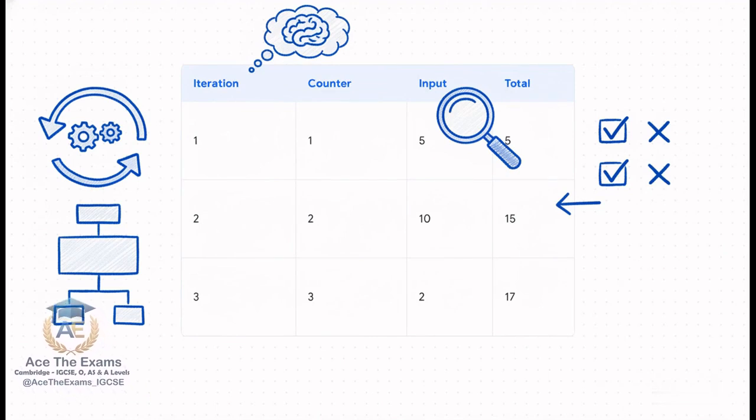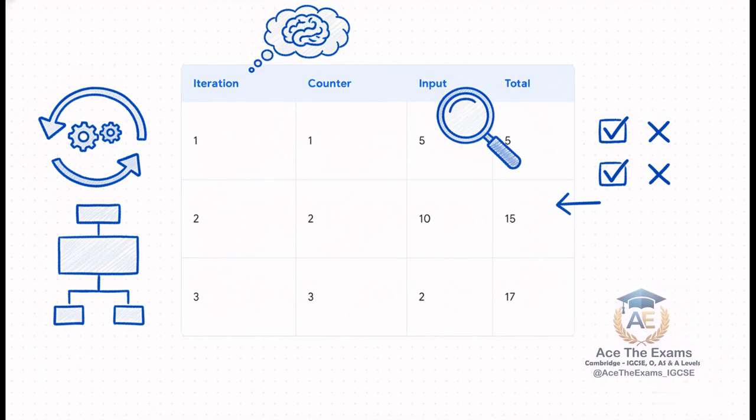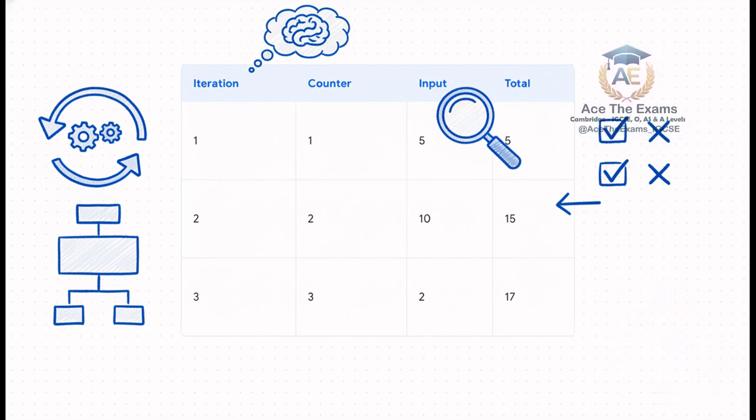A trace table is exactly how you confidently prove your loop variables update flawlessly during normal data entry. Notice how the numbers shift sequentially here. On iteration 1, the counter is 1, you input the number 5, and the current total becomes 5. Then, as we move right into iteration 2, the counter increments to 2, you input a 10, and boom, the total dynamically updates to 15. It's like a giant puzzle, and the trace table meticulously tracks the state of the machine at every single step.